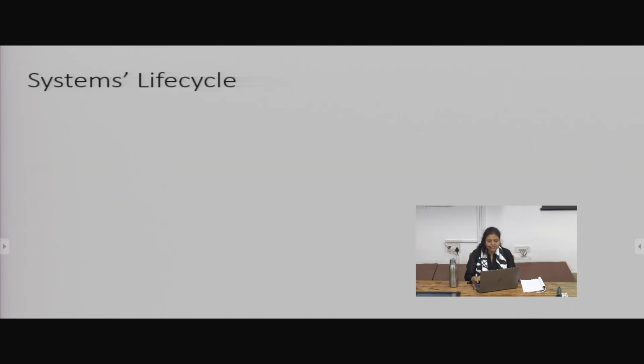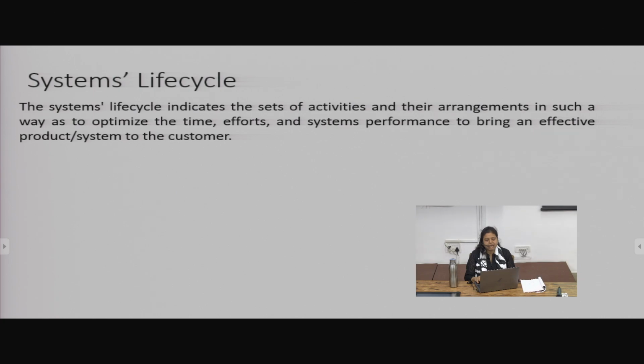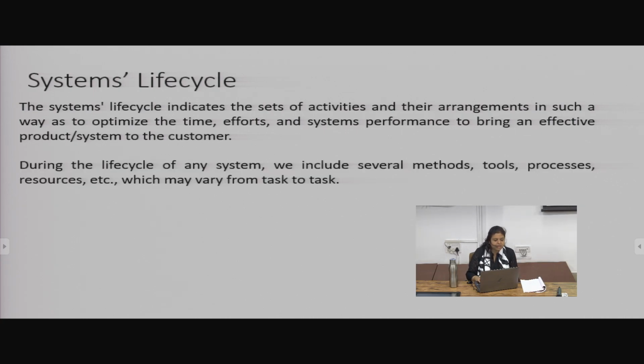So, the systems life cycle basically indicates the sets of activities and their arrangements in such a way as to optimize the time, efforts, and systems performance in order to come up with an effective system outcome. In the systems life cycle, we have to define how we are planning everything and how we'll be executing the whole thing, so that in a smaller span of time or with smaller investment, we can come up with the system properly. That we'll be going to see in the systems life cycle.